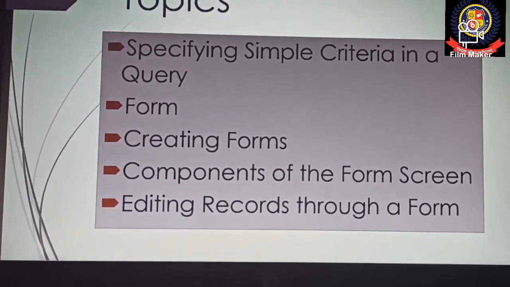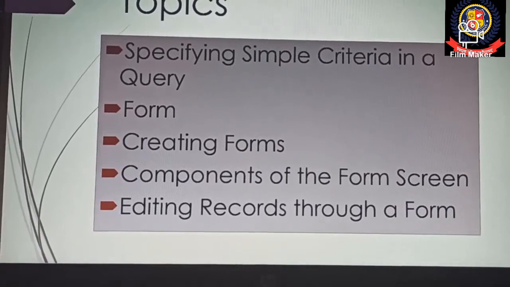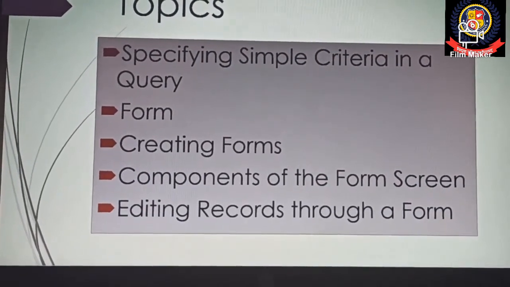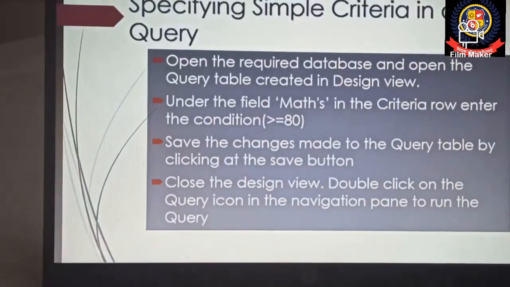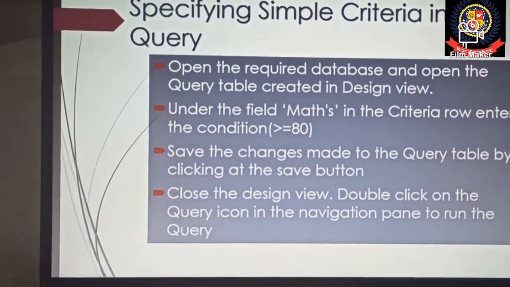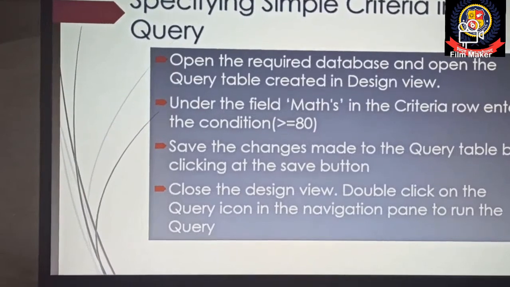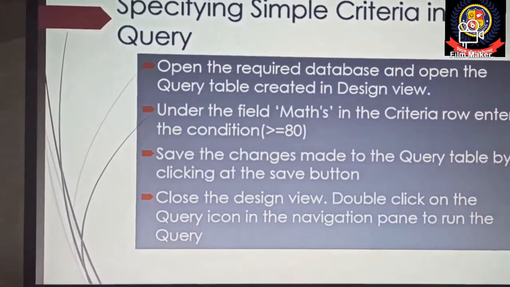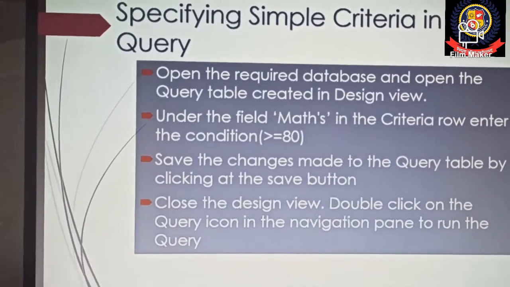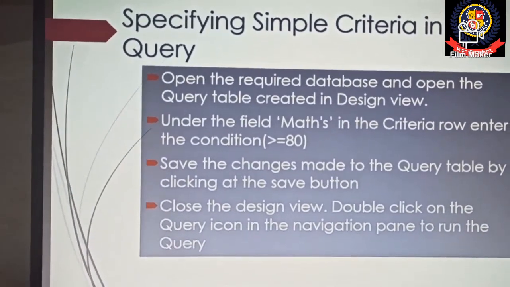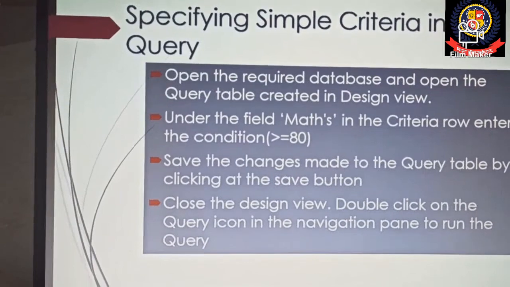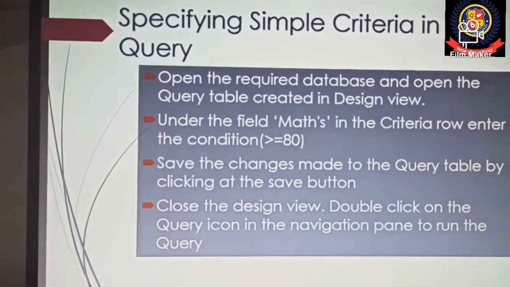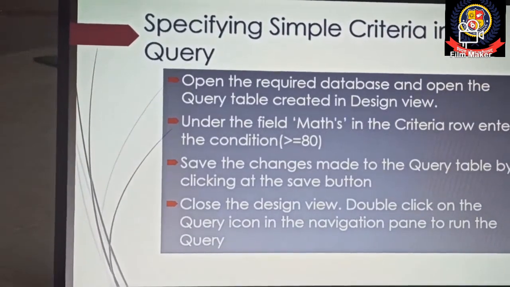Okay children, now I shall start with my first topic, that is how to specify simple criteria in a query. What we have to do, first of all, is open the required database and open the query table created in the design view. First of all we need to open the database, whatever tables we have created, and the query table we created, in the design view.